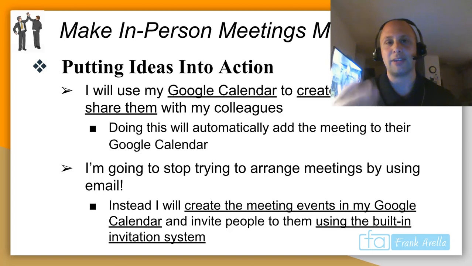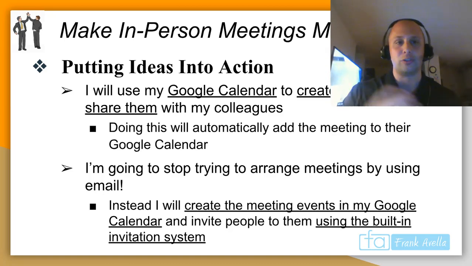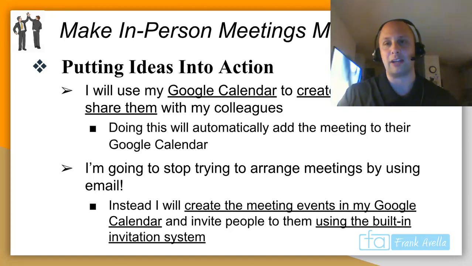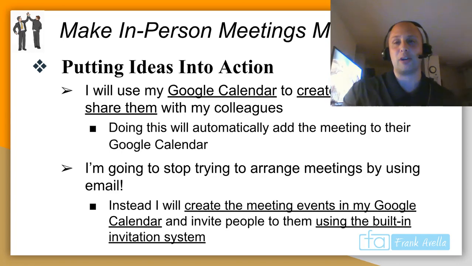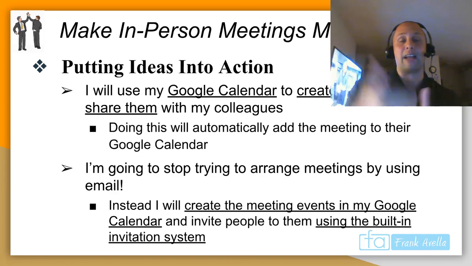Okay, so we got a lot of ideas here. Let's put it into action. What are you going to do? All right, you're going to use the Google Calendar to create meetings and share them with all the colleagues. Doing this will automatically add the meeting to their Google Calendar, right? So if you use Google Calendar to create meetings and you share with them and they invite, this meeting is going to go on their calendar.